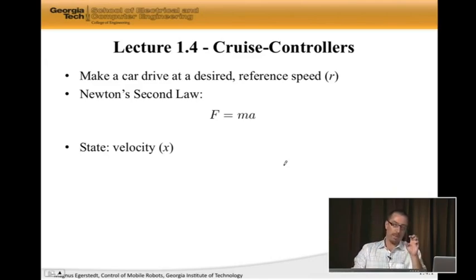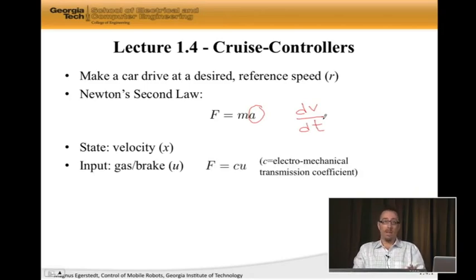Since we're going to try to make the velocity do the right thing, let's say that the velocity of the car is the state. So x is going to be the speed at which the car is driving. Now, acceleration, a, is simply dv/dt, right? It's the time derivative of the velocity, or the change in velocity as a function of time. So we can relate the velocity to the acceleration.